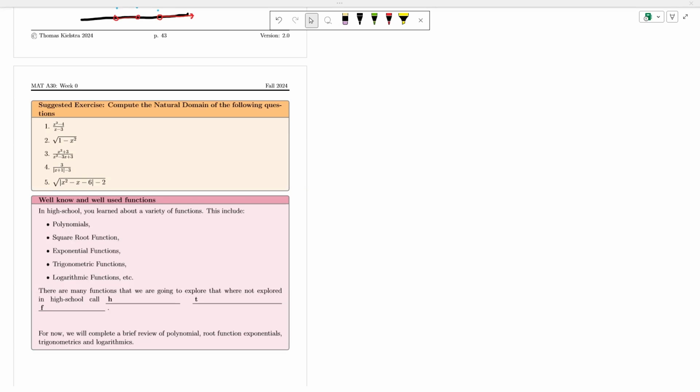We're now going to talk about functions, well-known and well-used functions. Now, these include polynomials, square root functions, exponential functions, trigonometric functions, and logarithmic functions. Now, there are many functions we are going to explore that were not explored in functions. Now, these functions that we're going to explore are called hyperbolic trigonometric functions.